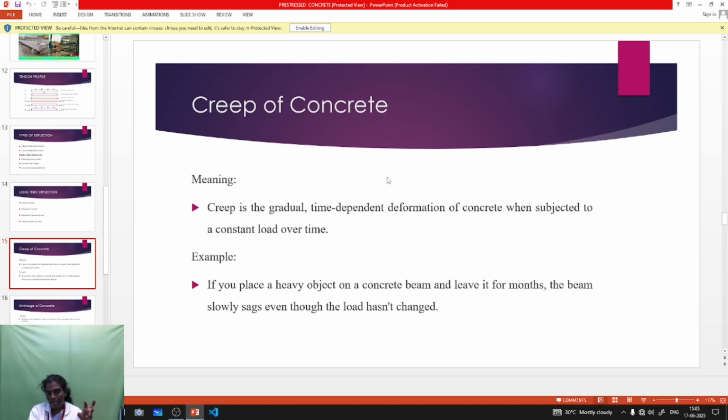Okay, phi is the creep coefficient. Fc means the concrete stress. Concrete stress formula includes direct stress and bending stress. The direct stress is P by A, the bending stress is P into E into E divided by I. So this formula is used to calculate the creep of concrete.